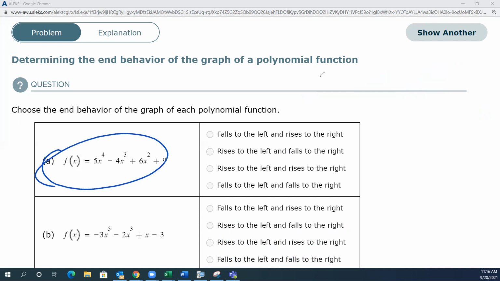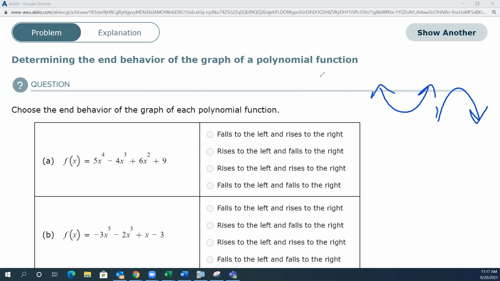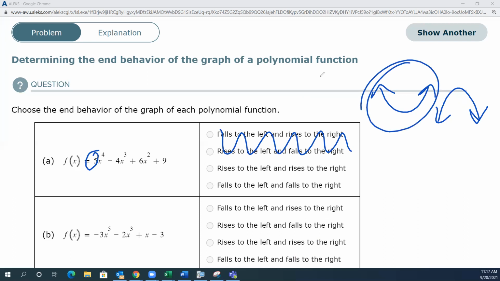All right, so on part A, the leading exponent is even. So we know it's going to be parabolic, like that or like that. So it's not going to be either of those. And the leading term is positive, so it's going to be going up. So it's going to be doing rises in both directions. Done. And that's all you got to do. As you get good at it, it goes very fast by hand, definitely faster than by calculator. Although, please feel free to check it.